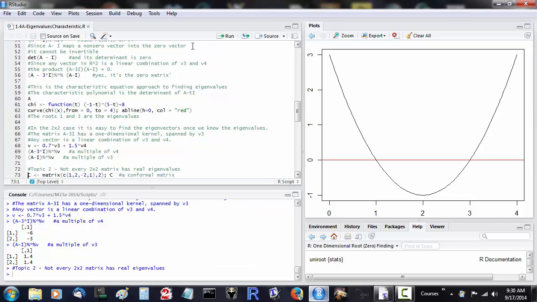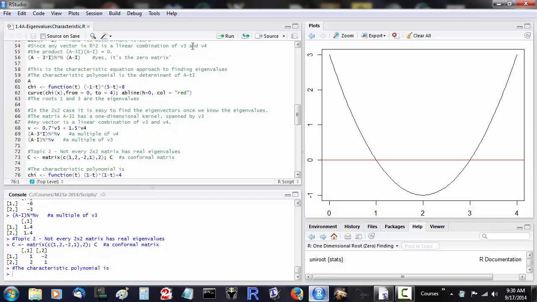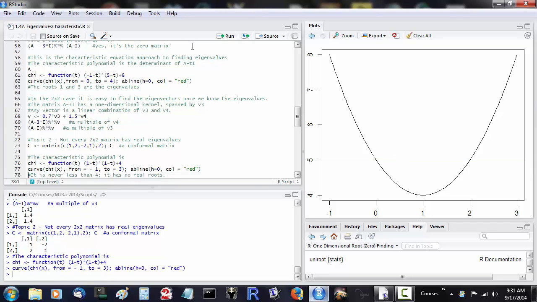Would that everything were that simple, but there are 2 by 2 matrices that don't have real eigenvalues, and you're familiar with some of them. You know about conformal matrices. Here's a conformal matrix, and as you know, this represents the complex number 1 plus 2i. Let's work out its characteristic polynomial. Look down the main diagonal, 1 minus t times 1 minus t. Look at the off diagonal, add on 4, and plot the resulting function from -1 to 3.